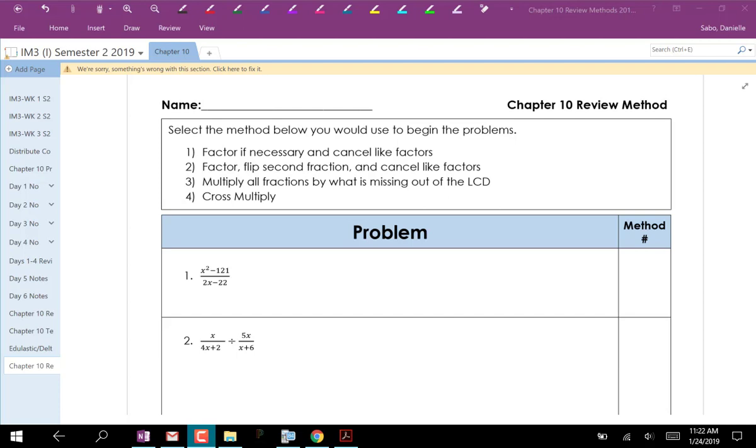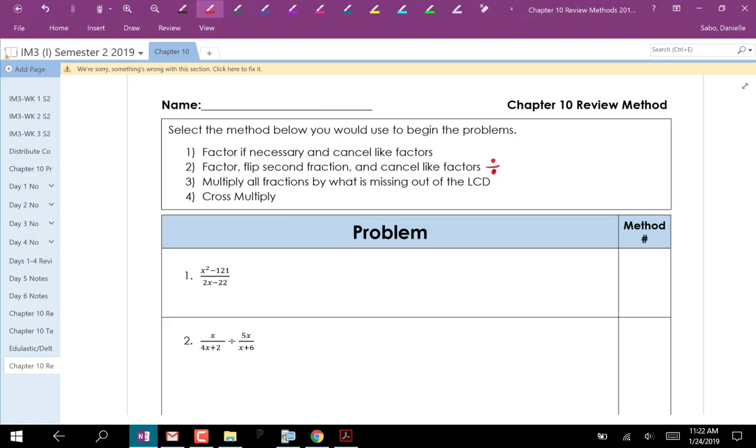I made this for you so that you can figure out what your first step is. These are all the ones that you have to do. The first one, factor if necessary and cancel. That's if you're just simplifying. Number 2 is factor, flip the second fraction, and cancel like terms. That's for division. So I'm going to write a little division sign here for you. If you're doing division, you need to factor and then change it to multiplication and flip. We talked about that. Okay? Factor, flip the second fraction, and cancel like factors.